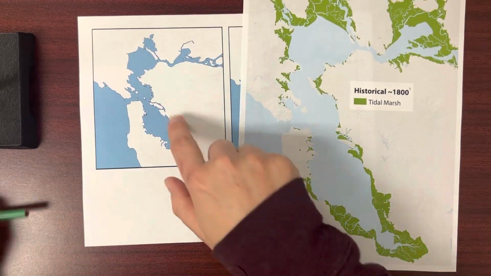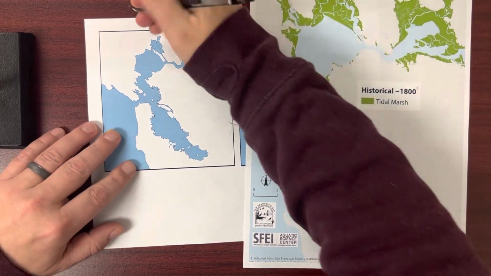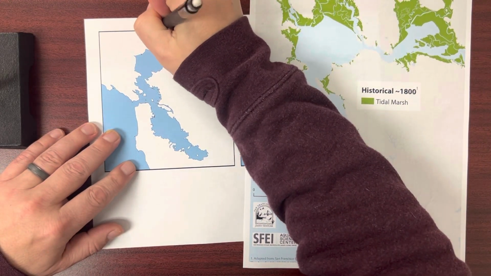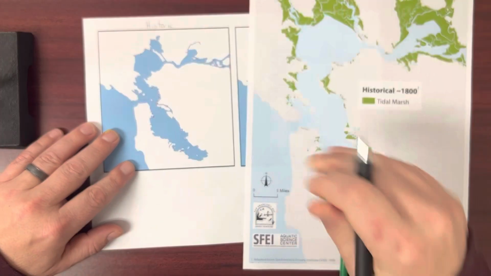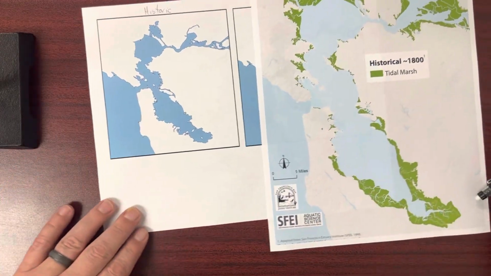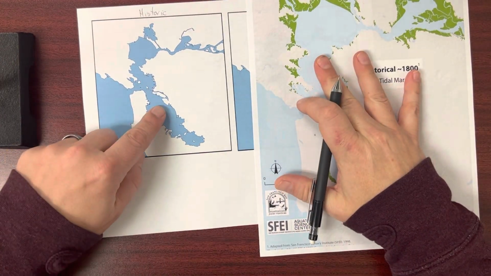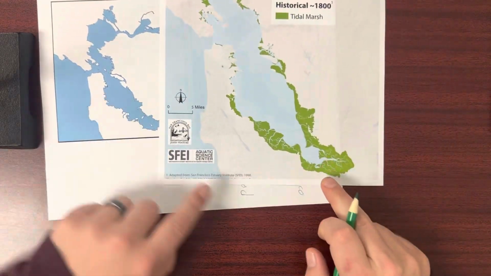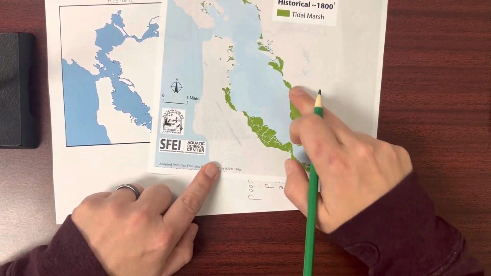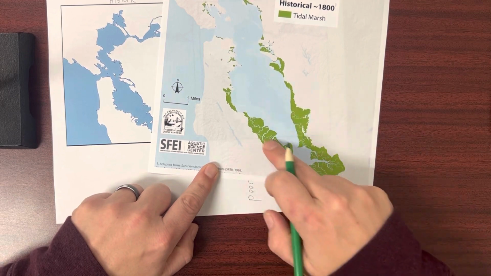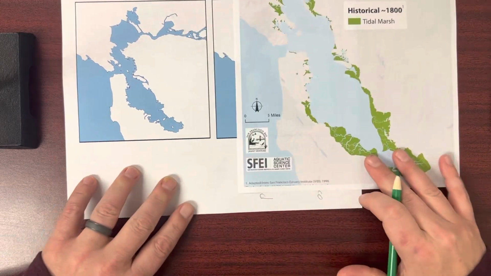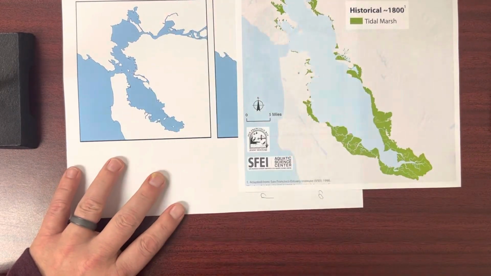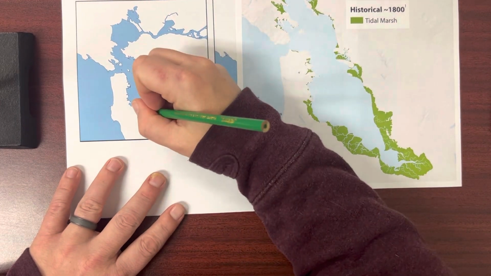So for instance, this first one's gonna be your historic one. And as best you can, you're looking at this map and shading in areas here. So I'm going to use my pencil, and I notice there's a lot down in the South Bay, all along the shores there down near where San Jose is. And I'm going to start shading that stuff in. It doesn't have to be perfect.